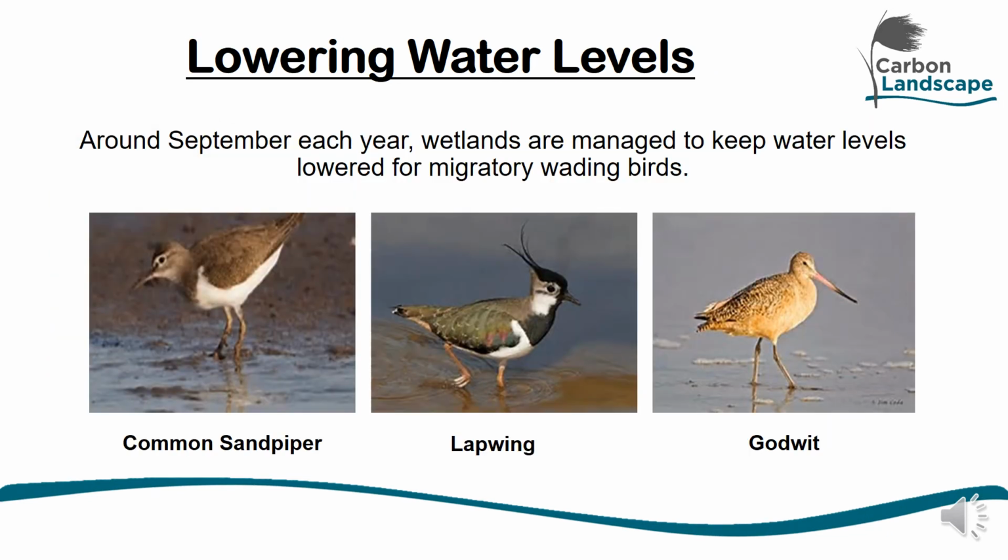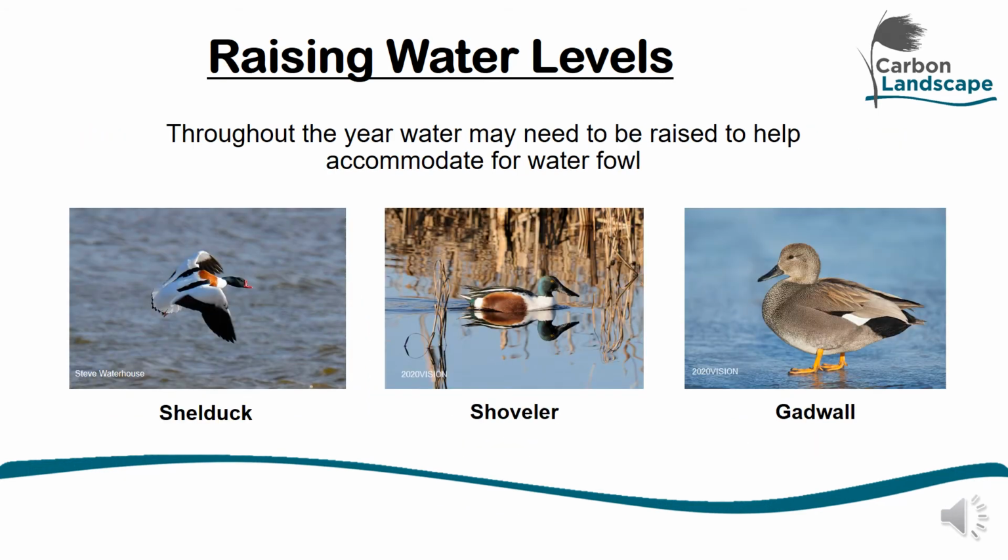Some wetlands actually need their water level lowering to benefit migratory wading birds, such as the common sandpiper, the lapwing and the godwit. Water in another area may need to be raised for resident waterfowl to flourish, such as the shelduck, the shoveler duck and the gadwall.